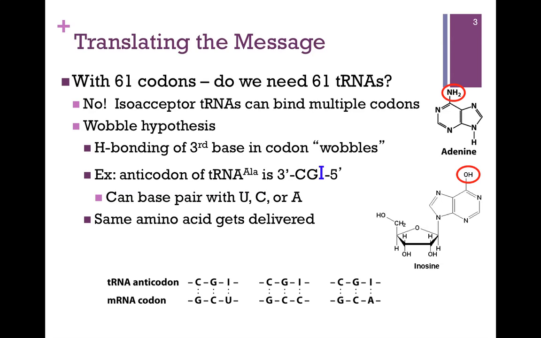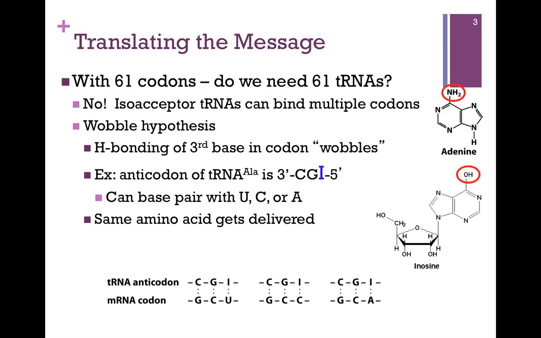And so one tRNA molecule can bind multiple codons, and that means we need fewer tRNAs than there are codons. Let's see how that works. Let's look at the example of the anticodon of the tRNA molecule that specifies alanine. Its anticodon in the 3' to 5' direction is CGI. I is the specialized nucleotide inosine. And for your convenience, I've included an illustration of the structure here. Let's compare that to adenosine. As you can see, inosine simply results from the deamination of adenosine. That's the only difference between them.